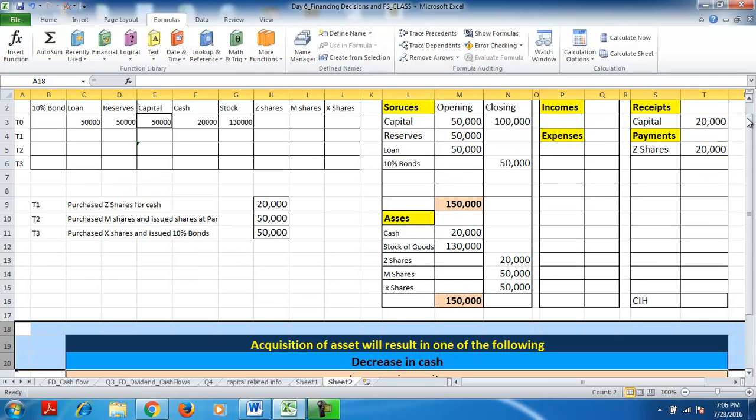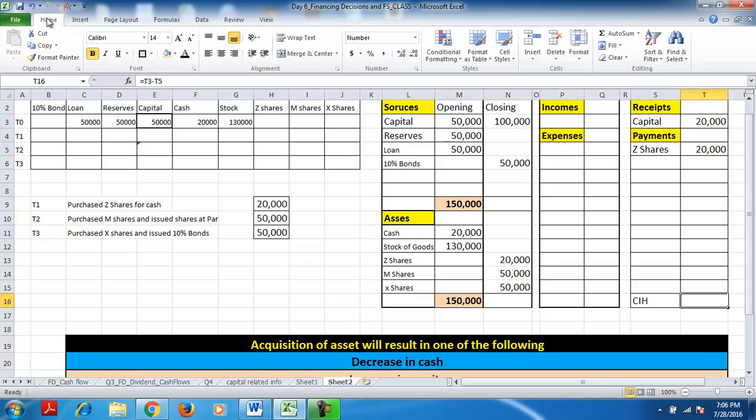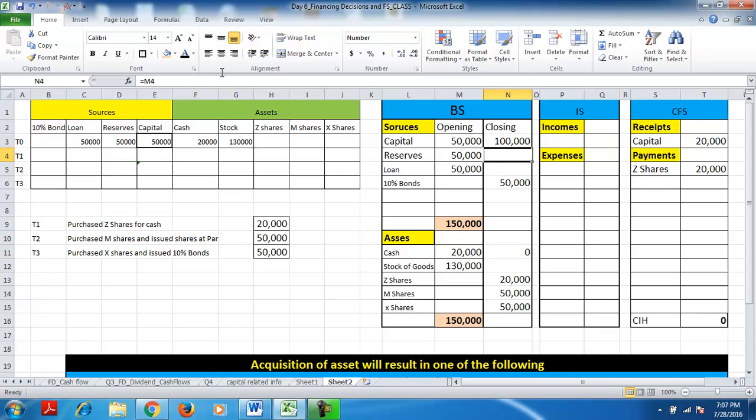Since there are no other transactions, none of these have any incomes and expenses, so there is no profit or loss, but the cash in hand will become zero because we have used the entire cash to purchase these shares, and cash in hand in the balance sheet will become zero accordingly. No change in the capital, so no change in the reserves, no change in the loans. So the total of the balance sheet, the total of the sources, is 250,000, and the total of assets should also be 250,000.